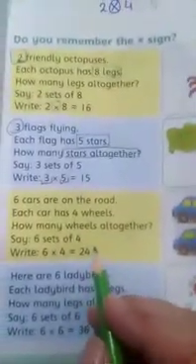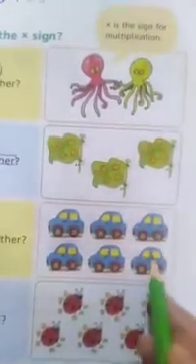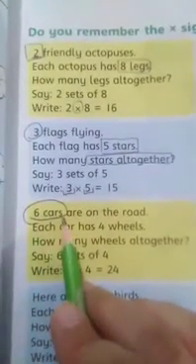Similarly, moving to the next one, they are talking about how many cars on the road. 6 cars. Count the cars. 1 2 3 4 5 6. So I have counted the number of cars.